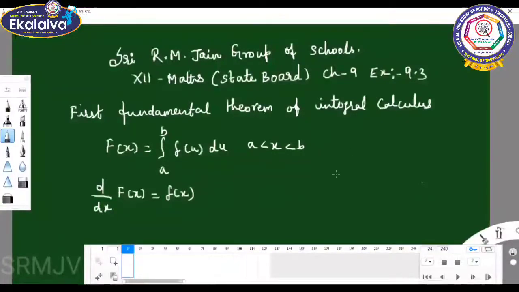We move on to the second fundamental theorem. What is the second fundamental theorem? If f of x is a continuous function defined on the closed interval a comma b, and you know very well that previously we have seen that capital F of x is the antiderivative of small f of x, then integral a to b f of x dx equals F of b minus F of a.